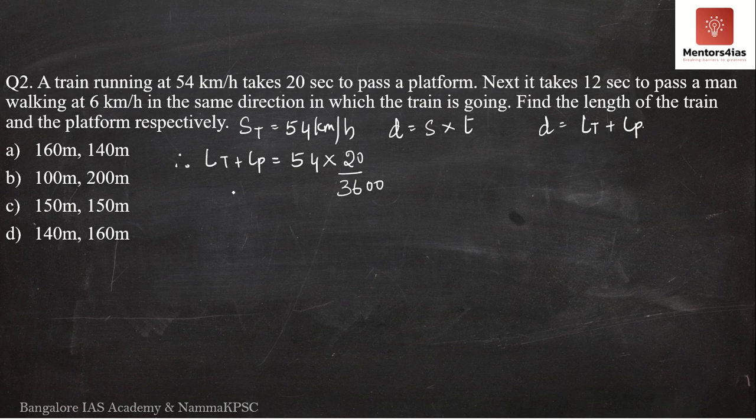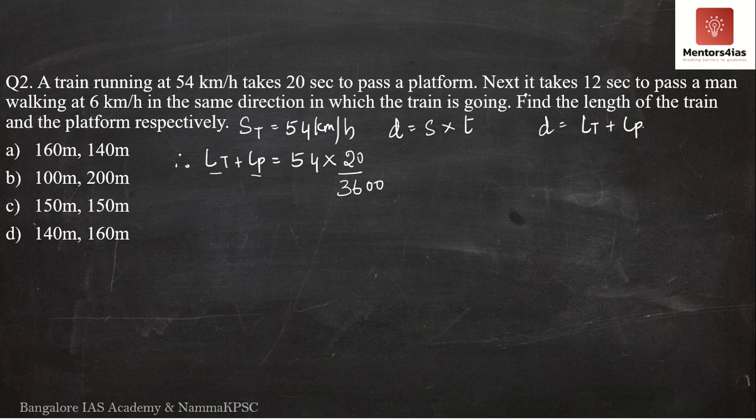So this we have determined over here. But obviously we don't know the length of the train or the length of the platform, but the question itself is asking for us to find the length of the train and the length of the platform over here. Then let us go to the next statement. What is the next statement trying to say?